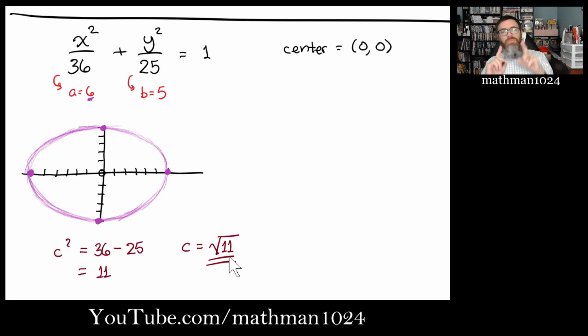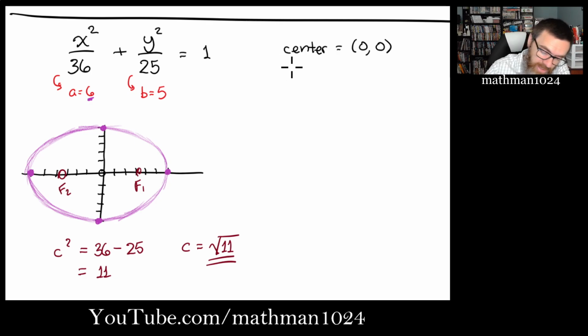Now, the foci are always going to be in the direction where the ellipse is stretched the most. So in this case, the number underneath the x is larger, so it means it's stretched in the x direction. And the square root of 11 is a little over 3. So we're just trying to come up with a general idea about where things are. It's going to be somewhere right about here for one of your foci, and then 1, 2, 3, something like this for your other focus.